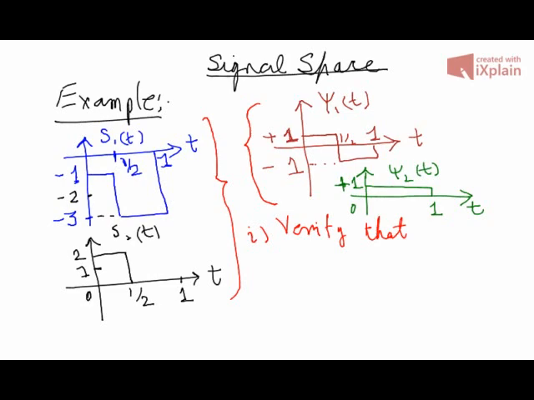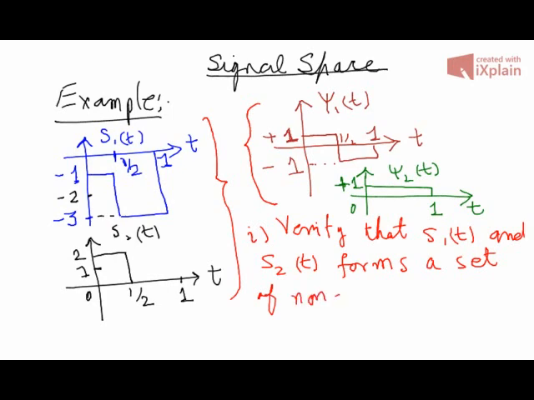S1 of t and S2 of t form a set of non-orthogonal waveforms, right? So we would verify that these two form a set of non-orthogonal waveforms.